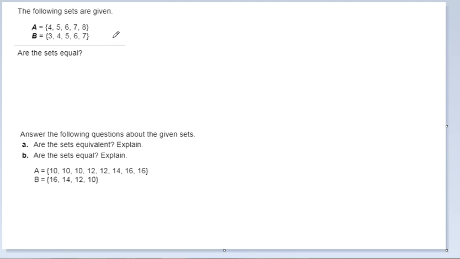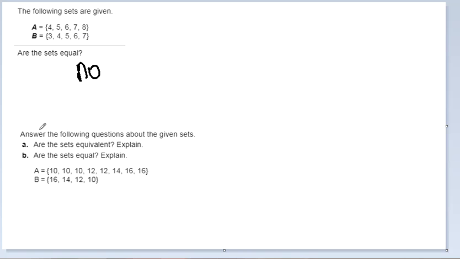All right, so we can take a look at this. The following sets are given here: 4, 5, 6, 7, 8, and 3, 4, 5, 6, 7. Are these sets equal? The answer to this is obviously no. To be equal, they have to have the exact same elements in them, so no. However, on a side note, they are equivalent because they have the same number of objects. Notice they both have 5 elements: 1, 2, 3, 4, 5 elements. So they are equivalent, but they are not equal.